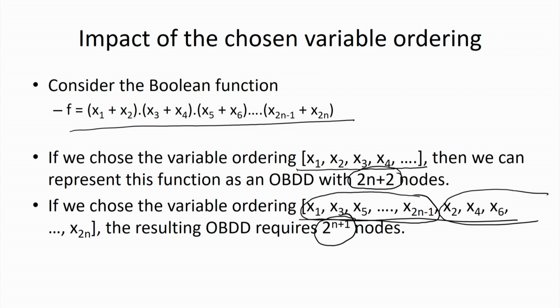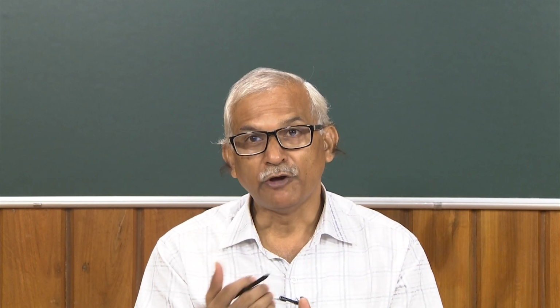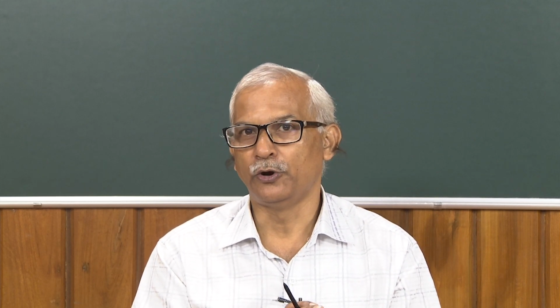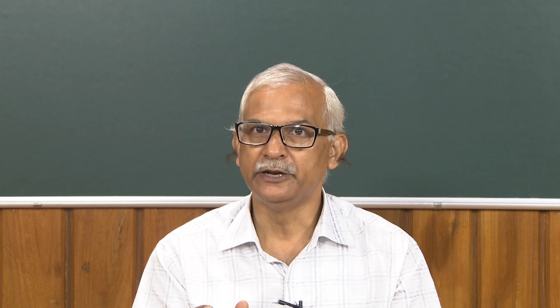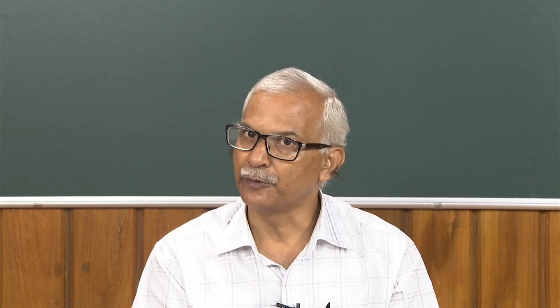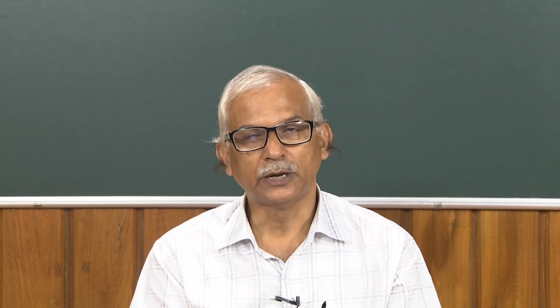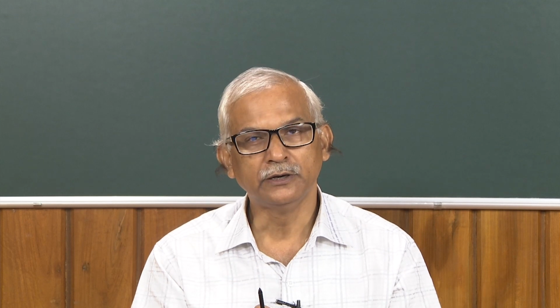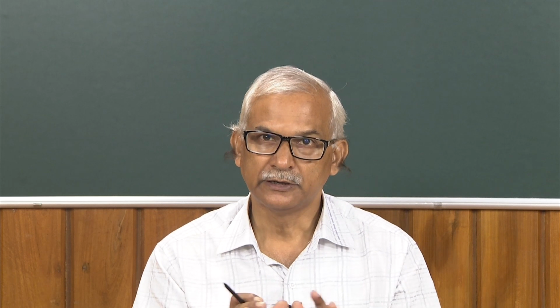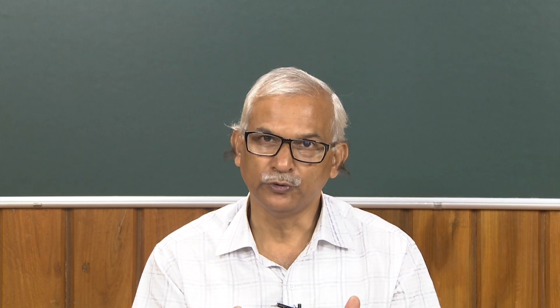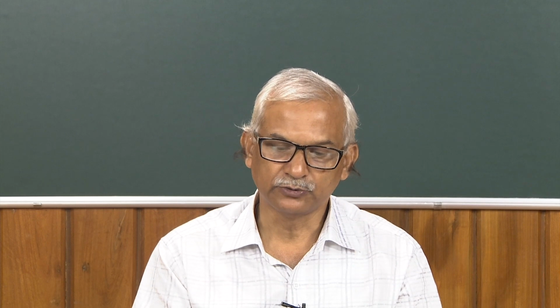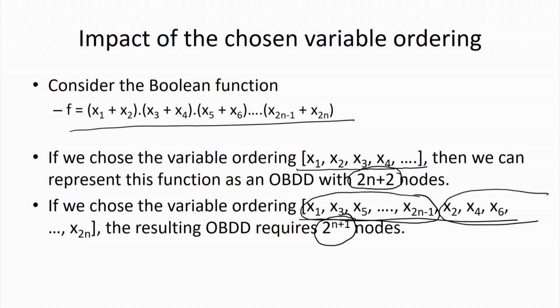So, there is a tremendous impact of the variable ordering, but finding the proper variable ordering to get the optimal BDD representation of a given function is a hard problem. We do not have a proper algorithm, but we use some heuristics to contain the size of the BDD. Okay. So, depending on the variable ordering, the construction is different and the number of nodes will be different. In this particular case, one is polynomial, but the second one becomes exponential.